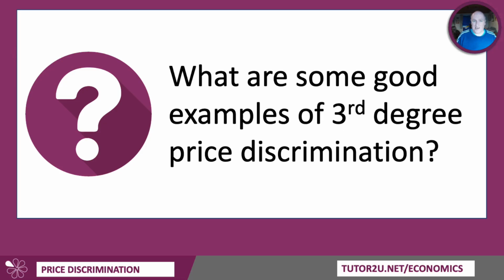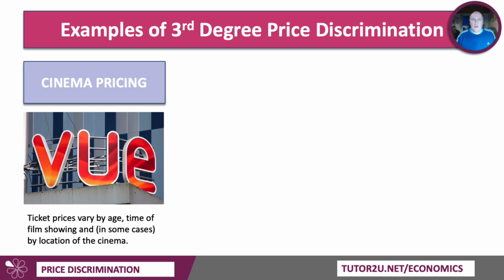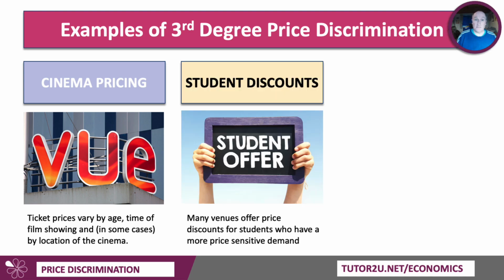Third degree. I said this is the most common. Lots of businesses use this. Cinemas are past masters at dynamic pricing, charging different ticket prices by age. I'm now of an age to deal with the silver screen and get a discount using my senior rail card. Charging by time of showing, charging by location of cinema. Now, there could be a difference in costs, perhaps wages and things, but it may be the case you charge a lower price in areas where incomes are lower. That will be price discrimination.